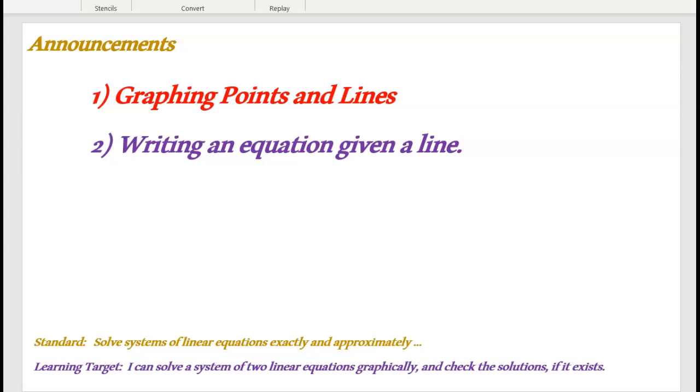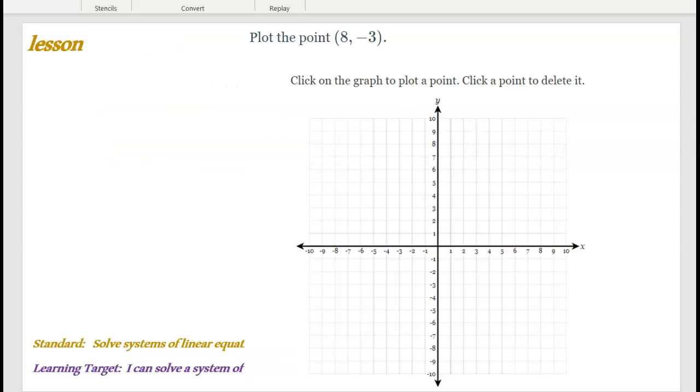All right, so the goal for today's lesson is we're changing gears. We're doing something different. We're going to graph points and lines. You did this in 7th grade. You did this in 8th grade. And we're going to write an equation given a line. So we're going to review these skills so that you can learn the new material next week. All right, so let's do a couple of examples.